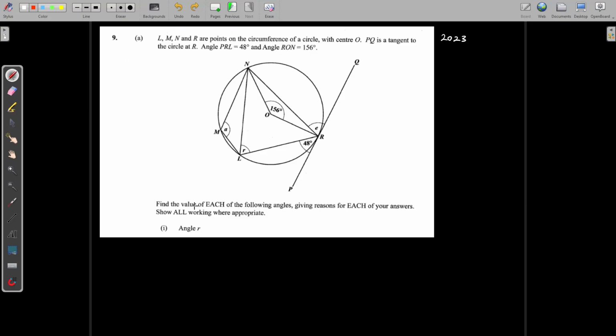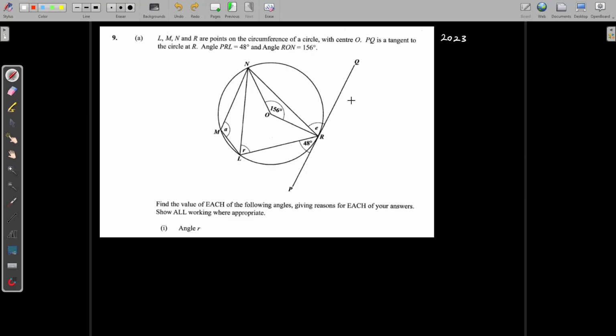So now it says, find the value of each of the following angles and give reasons for each of your answers. Show all working where appropriate. The first angle they want us to find is angle R. Whenever we're doing a circle theorems question, we need to check if there are any other angles we can fill in first, before we start finding the angle that they want.